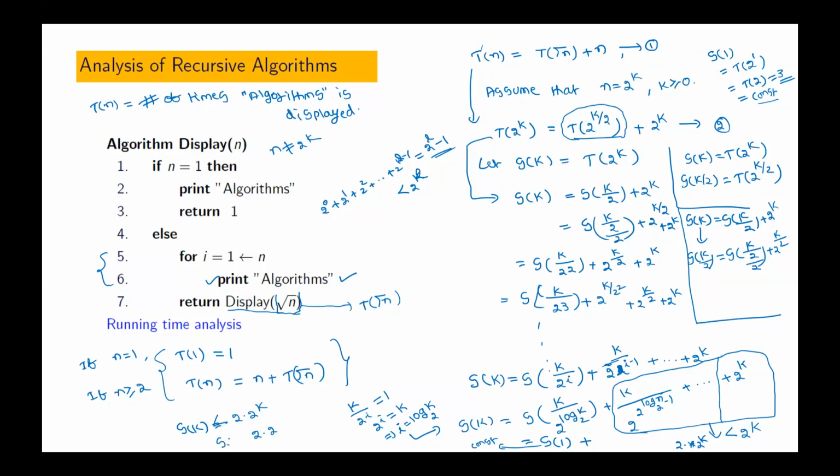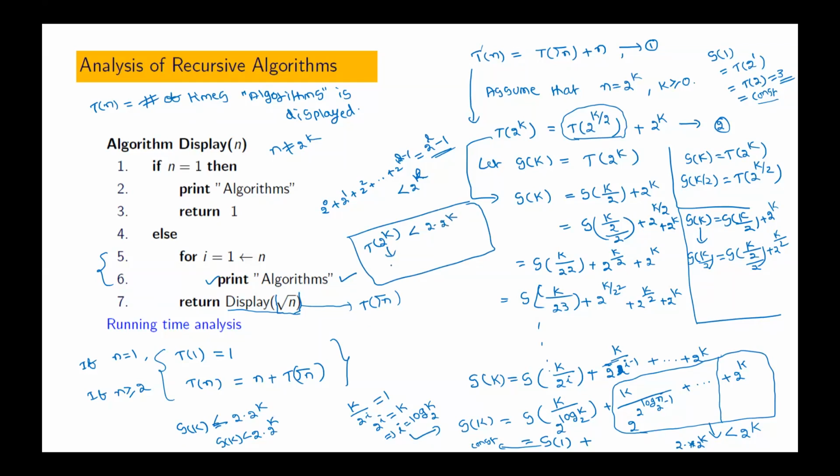S of k is less than 2 power k into 2 power k. What is S of k? Which is same as T of 2 power k, no? T of 2 power k is less than 2 into 2 power k.